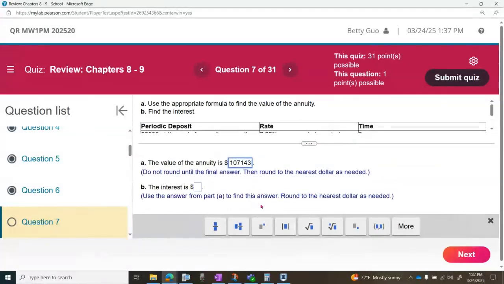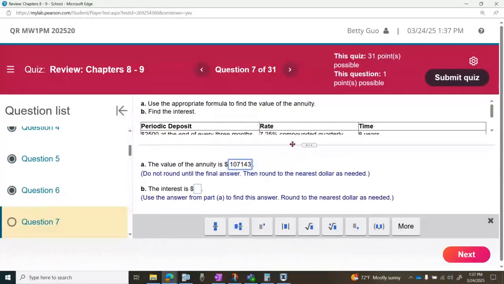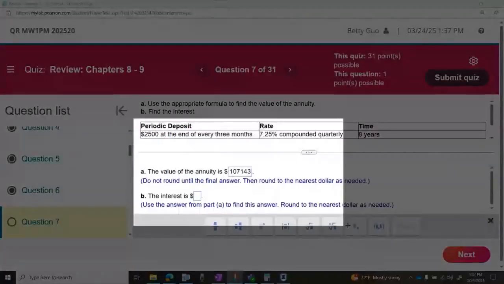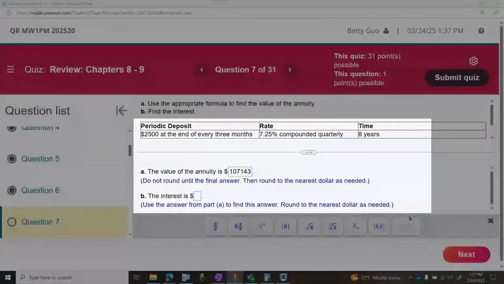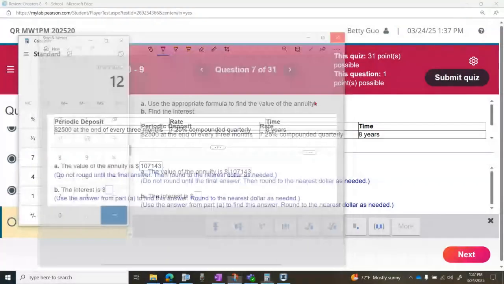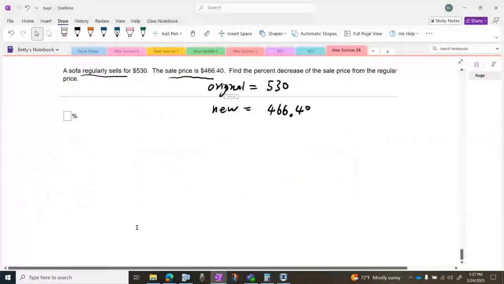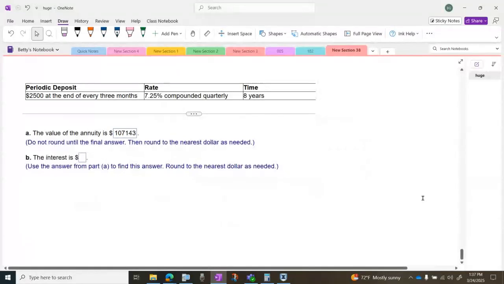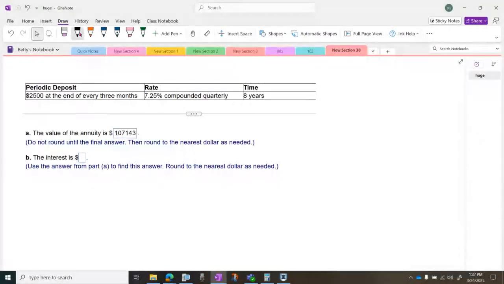All right, now let's figure out part B. How do we figure out part B? I'm gonna use some scratch paper, all right? On your scratch paper, you're gonna write this down. Do not just depend on a calculator. Sometimes you need to write something on a scratch paper. So this is what you write.